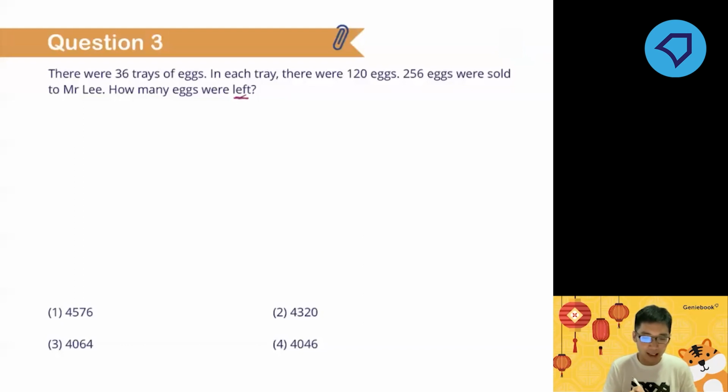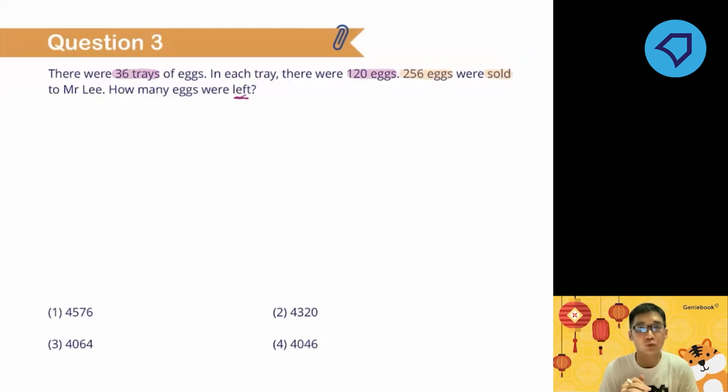So let's again highlight all my clues. I have the number of trays. I have the number of eggs in each tray. And we know how many eggs were sold. And my final goal is to find out the number of eggs left. Okay, so let's take a look at the first two values given to us. Right, so we have the number of trays, we have the number of eggs on each tray. So what can I do with these two values given to us?